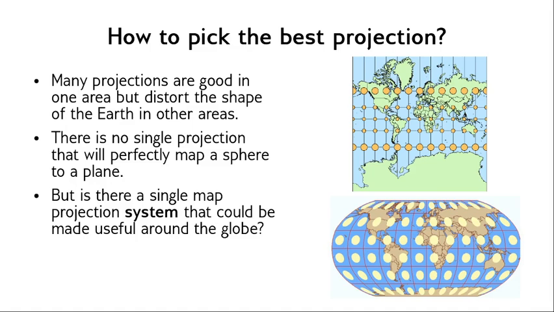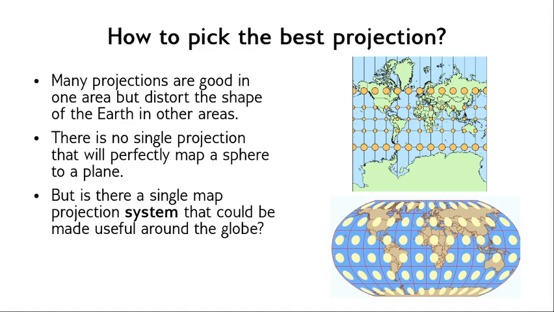So how do we pick the best projection? Many map projections are good in one area but distort the shape in the others. And there's no single map projection system that's the best everywhere. And so over here, for example, on the right-hand side, these circles, which should be perfectly circular and perfectly the same size everywhere, are showing you this distortion.